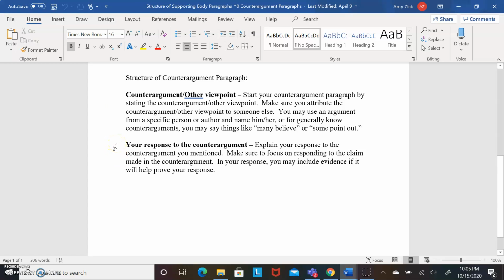response to the counter-argument. So you're just going to explain whatever your response to that counter argument is. You'll explain either why you agree with it, if you're going to concede it, or you're going to explain maybe that you agree with a part of it and what part you agree with, and then explain what part you don't agree with. If you're going to refute it, you explain what's missing in that argument, what's weak about it or false. You may, depending on your response, include evidence if it's really going to help prove your response and really disprove that opposing viewpoint. But sometimes if it's more about the ideas, you may not need to have evidence to disprove that point.